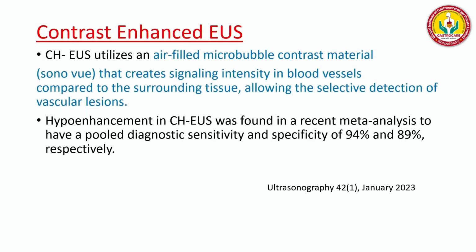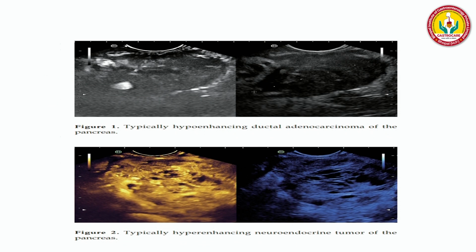Similarly we have another method, contrast enhanced EUS. Here we use air-filled microbubble contrast material that creates signal intensity in blood vessels compared to the surrounding tissue, allowing selective detection of vascular lesions. Basically we use SonoVue as the contrast material here. This is how it looks using the contrast. If it is hypoenhancing, this is one of the characteristics of ductal adenocarcinoma, whereas neuroendocrine tumors, as they are very vascular, give a hyperenhancing picture.